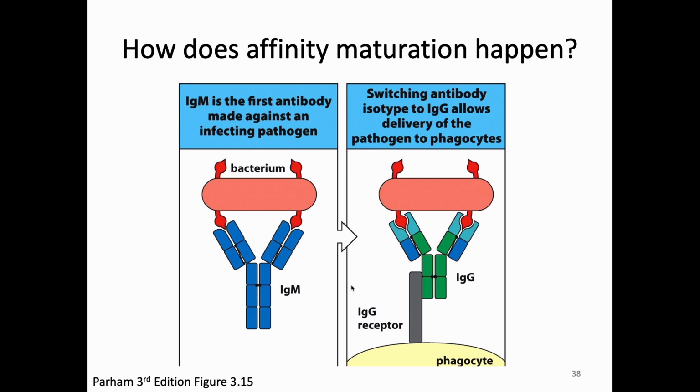So this is also a change that's going to happen in the periphery. Just like with class switch, this is something that only happens after we see antigen. And so we might wonder how affinity maturation happens. Affinity maturation happens because of a process known as somatic hypermutation.